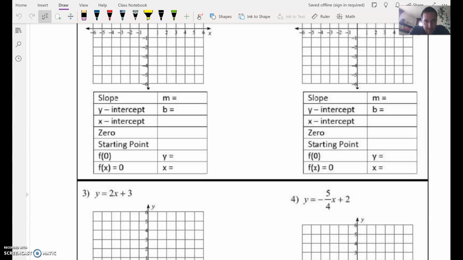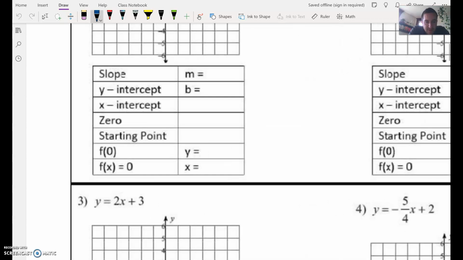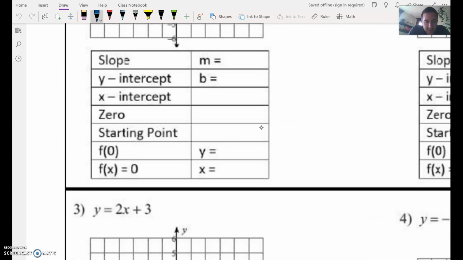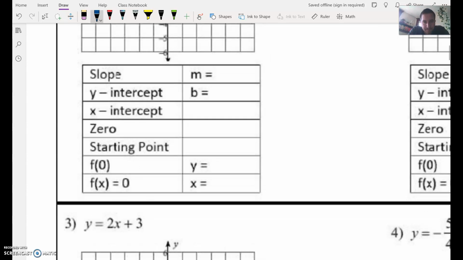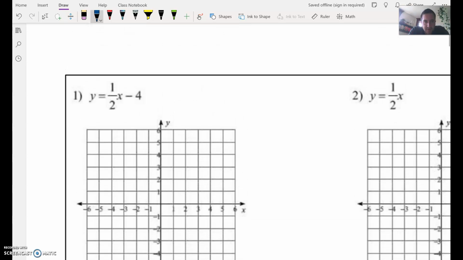And so we're going to talk about 6 things here. Talk about how to find the slope. Talk about how to find the y-intercept, the x-intercept, the zero of the graph, the starting point, and then 2 things that are kind of new. We talked a little bit about function notation, and so we're going to talk about how to find f of 0 and what that means. And then we're going to talk about what about when the function is equal to 0. Those are actually 2 different things that we will talk about. So first, let's just look at this problem.